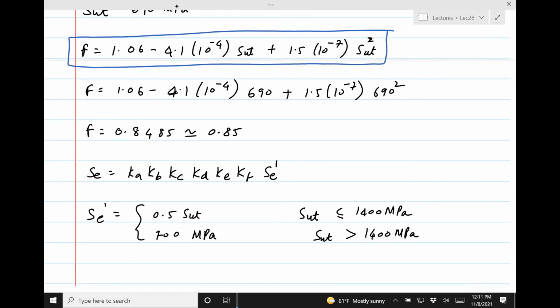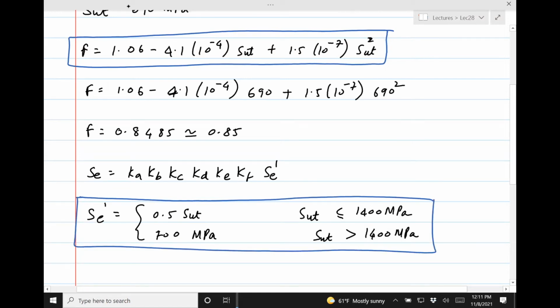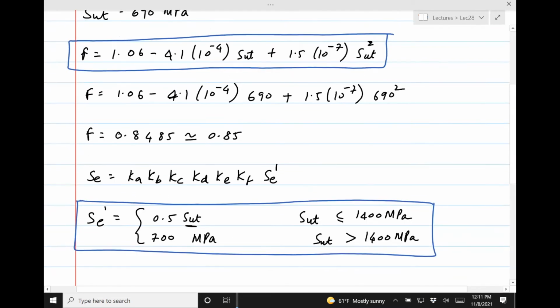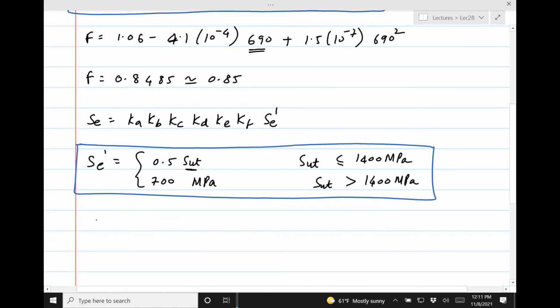So this is a formula which, what's that? You have the 0.5 SUT and then below was 700 MPa, one of those two. That's right, so it should be 700. SUT in this case is assumed to be in MPa. So in this case, you'll see that you have to use the first formula. SUT is 690, and 690 is less than 1400. So SE prime is 0.5 times 690, that is 345.